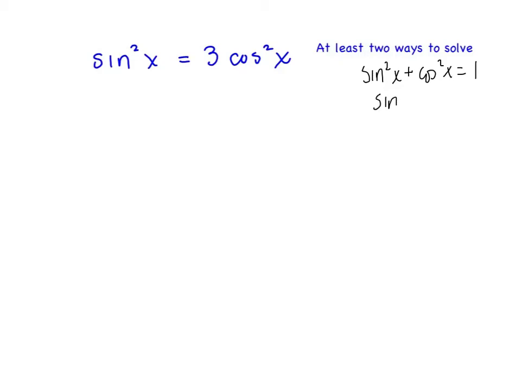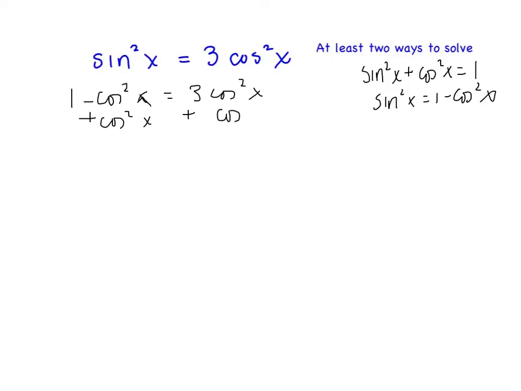I'm going to say that sine squared x is equal to 1 minus cosine squared x, and I'm going to replace sine squared with 1 minus cosine squared x, and then I'm going to collect the like terms. So I'm going to add this cosine squared to the other side, and that's going to give me 1 equal to 4 cosine squared x. Divide by 4, and I get 1/4 is equal to cosine squared x.